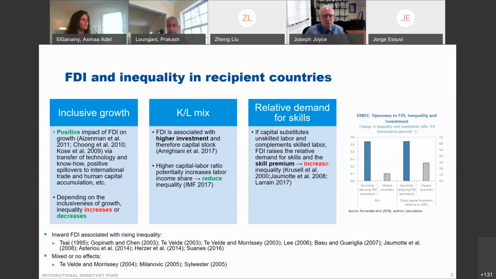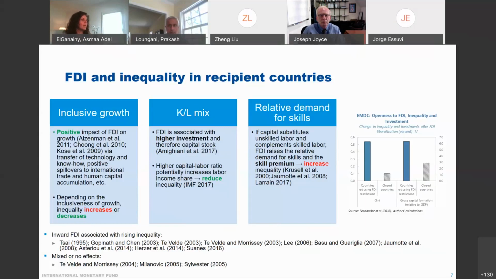And the second part of this mechanism is that the higher capital-labor ratio would tend to increase labor income share. Essentially, what happens is that as foreign and domestic capital compete for workers, there will be upward pressure on wages. And as long as the ownership of capital is concentrated in the hands of high-income individuals, this mechanism will tend to reduce inequality.